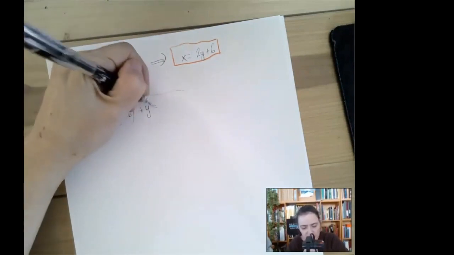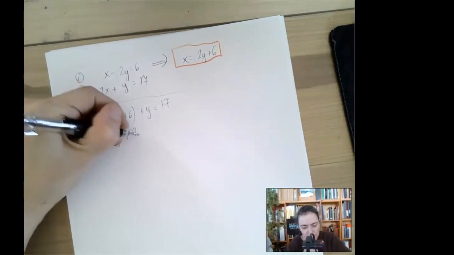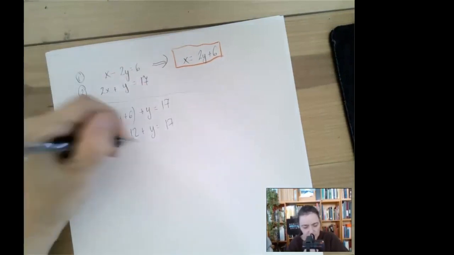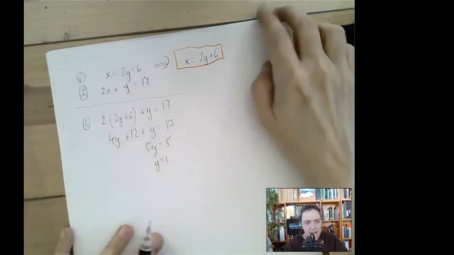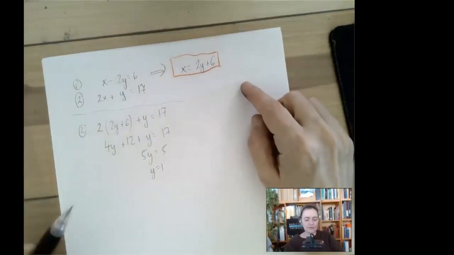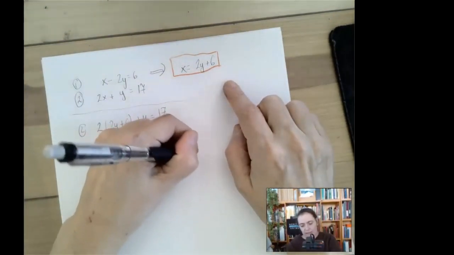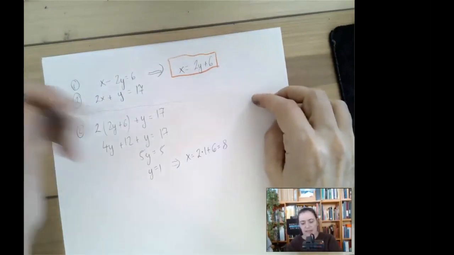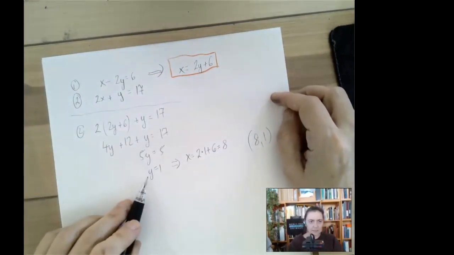2x plus y equals 17. So 4y plus 12 plus y equals 17. 5y is 5, y is 1. And that's maybe one advantage of substitution: after the first unknown, the second one is very quick. x is 2 times 1 plus 6. That's 8. So we found 8, 1. Even though we found y first, it's still the y. That was our first example.